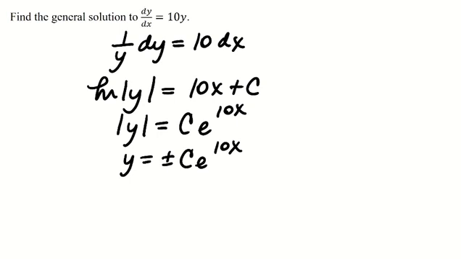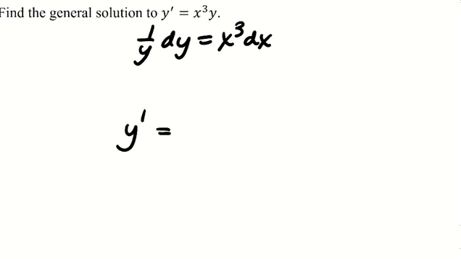Well, while I'm at it, I've got one more. Got a minute, so why don't I do the last one? This one is something that I could separate and solve. I could say 1 over y dy equals x to the third dx. And then I could solve it all the way down. But what if we had something like y prime equals x plus y?